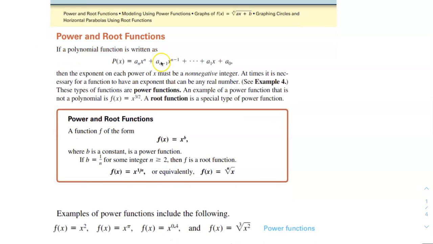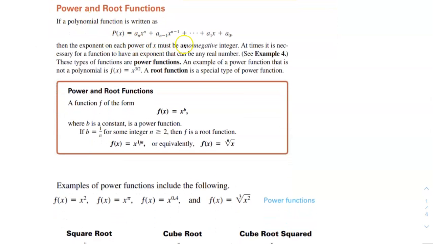Power and root functions. So this is a polynomial function, as we worked on earlier in this chapter. A power function is just when you take one of the terms of these things and make it a function. So something like this, f of x equals x to the b. That's a power function. A root function is the same idea, but where it's a root instead of a power.